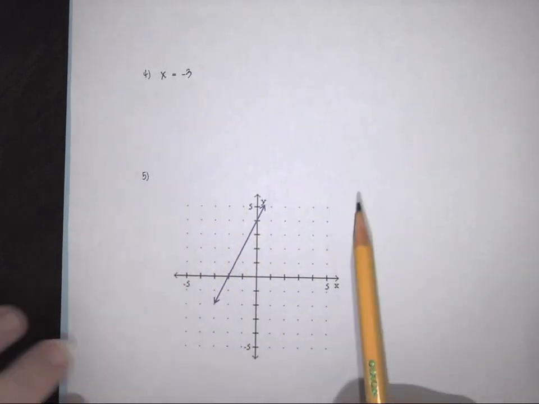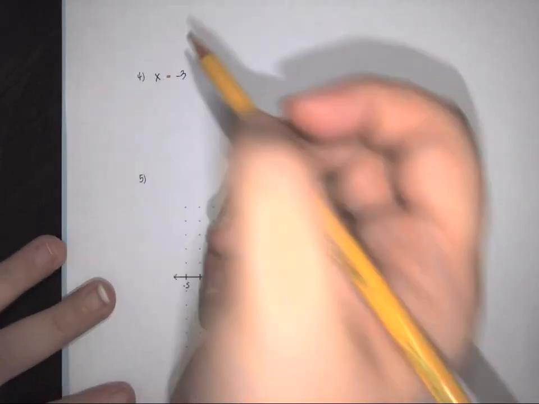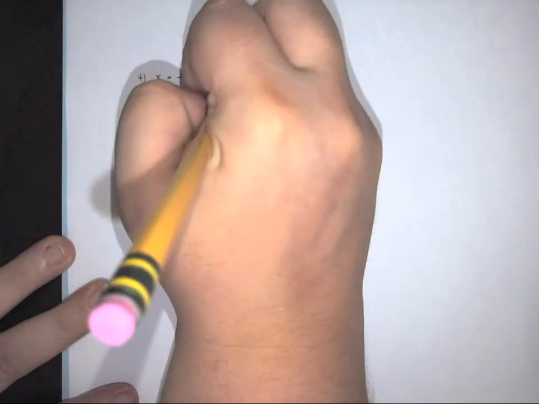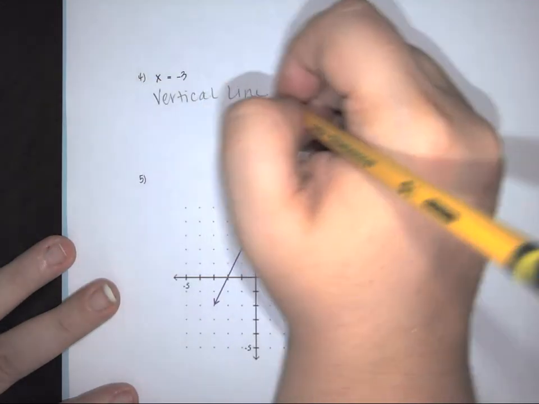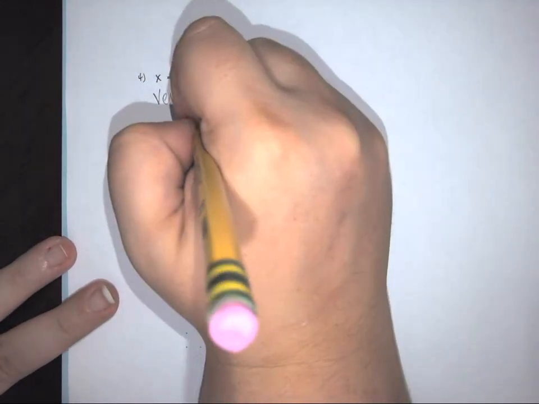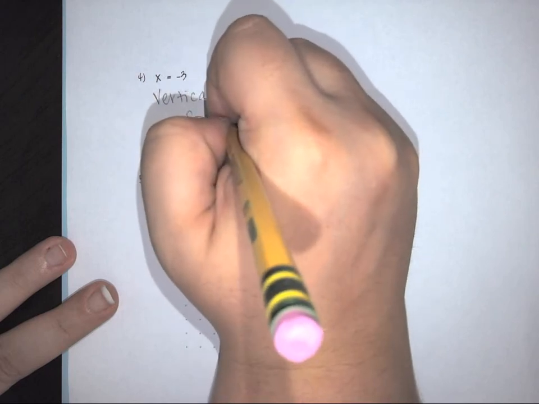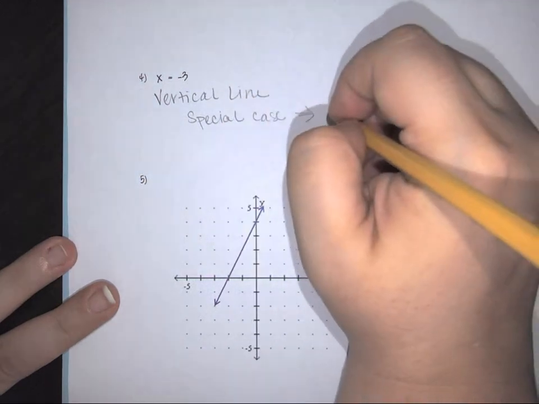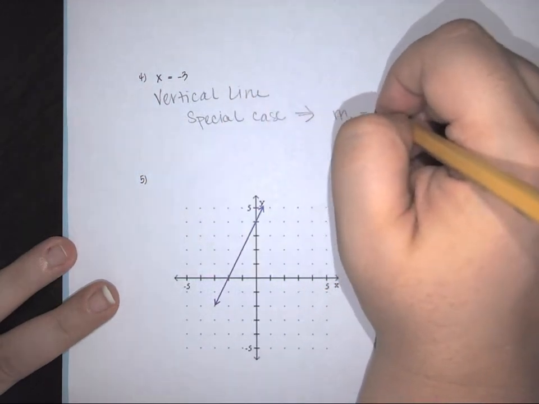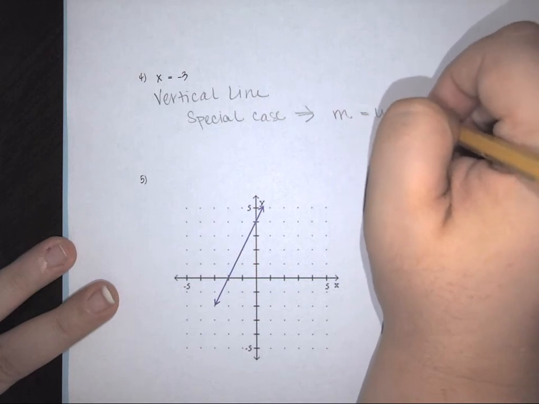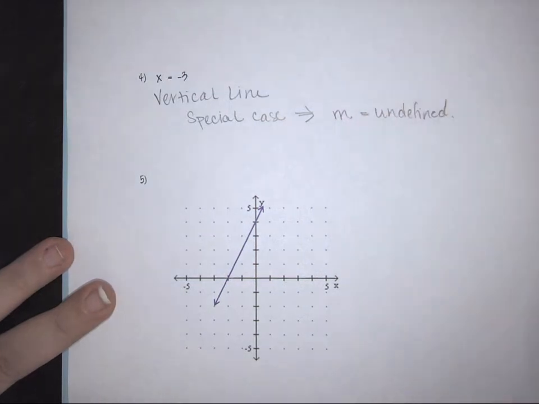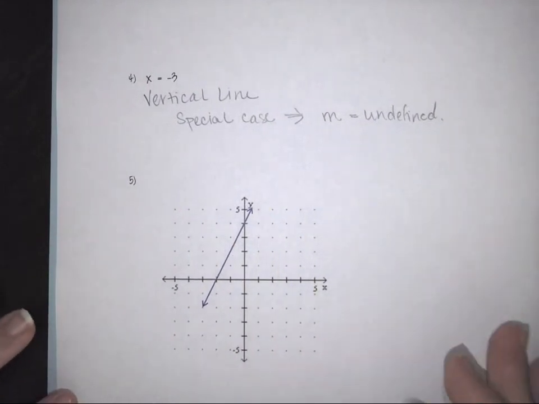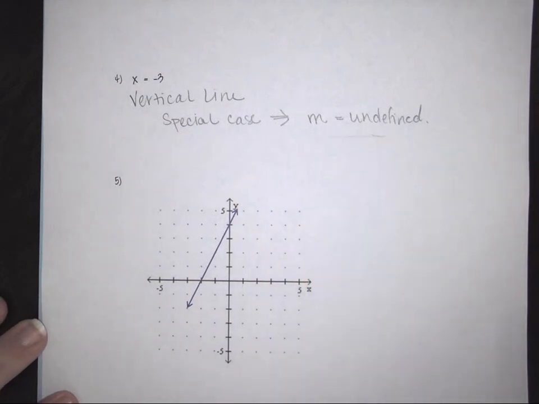Now here we have x equals -3. So this is an x equals equation. This means that we have a vertical line. And vertical lines are our special case, which means we have a slope of undefined. Remember, vertical lines are automatically undefined. There's nothing else for you to show here because this is the definition.